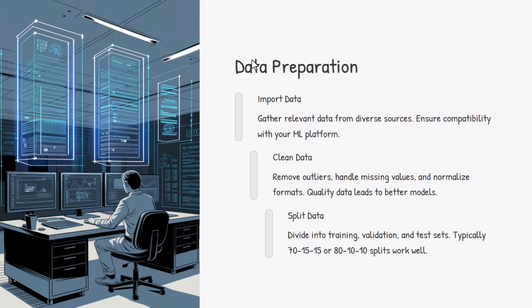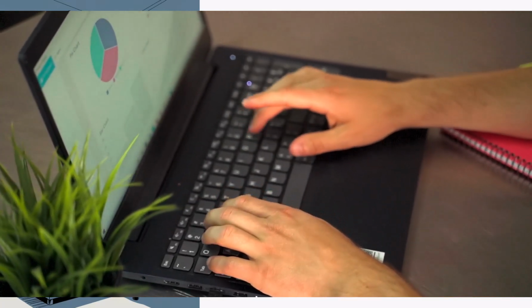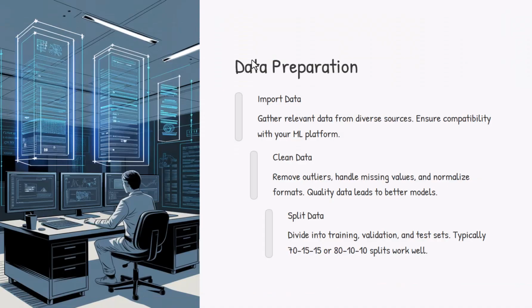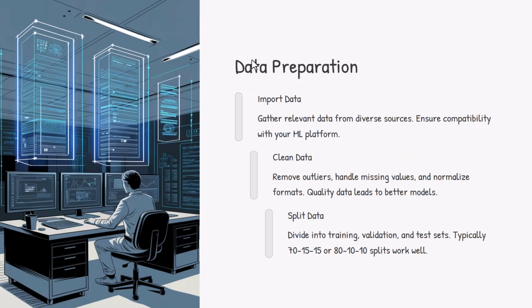So, let's start here. Data. The boring part people skip. But I'm telling you right now, this is where 80% of your success comes from. Import data from reliable sources. Whether it's a CSV, a database, an API, it all starts with getting good, clean input. Clean it up. Missing values, duplicates, weird outliers. Yeah, that stuff will mess you up later.